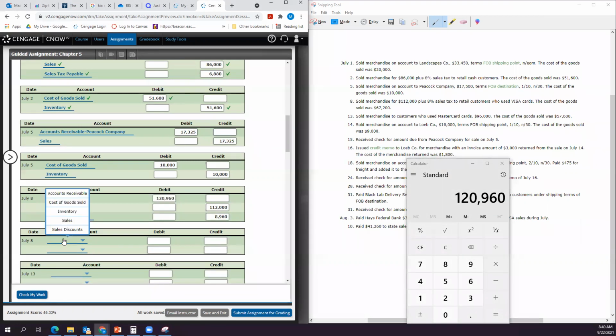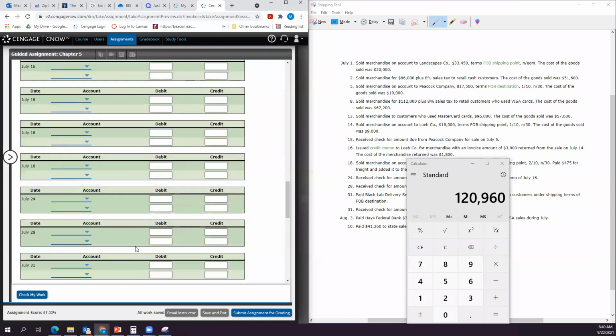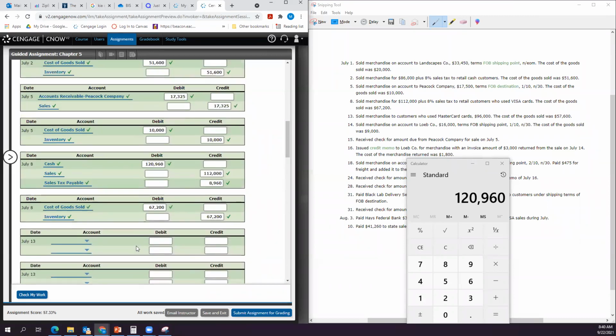Again, we're going to record the cost of goods sold on this transaction and our inventory going down by the cost, which was 67,200. Check our work, make sure we're on track, then we're good.